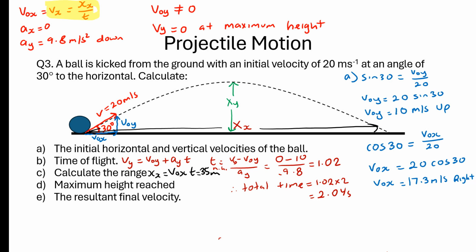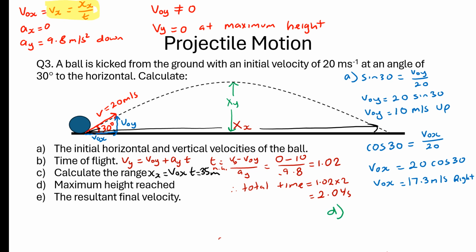So can we use y equals v naught y t plus half ay t squared? I think we can, because I know the value of v naught y, I know the value of t, the time it took to reach the maximum height, and I also know the value of ay. Then yes, I can use the third formula to find the value of y or xy. Okay, so I will do question D here.